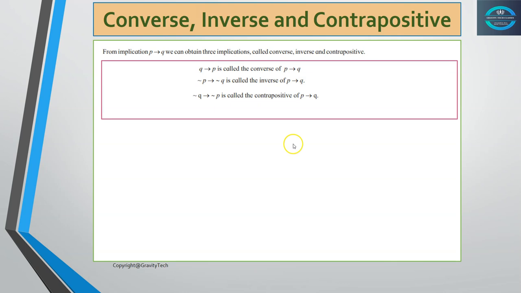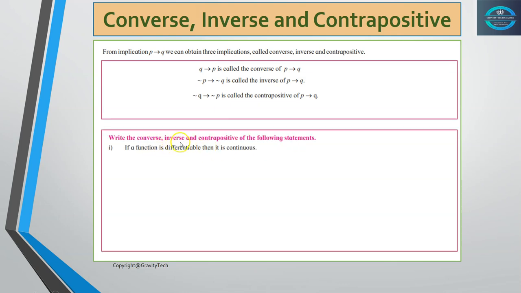Very simple thing. Let's see now. Write the converse, inverse, and contrapositive of the following statements. The first statement is: if a function is differentiable, then it is continuous. This is the example. Here, a function is differentiable is P, and it is continuous is Q. And since we are using if-then here, this is an implication. Now we have to find the contrapositive, inverse and converse.